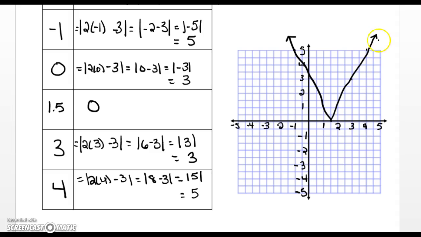So once you've done that, make sure you put arrows on each of those ends of the graph. And then you guys are all done.